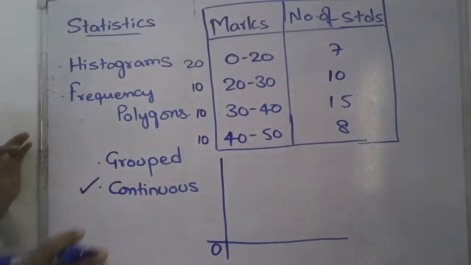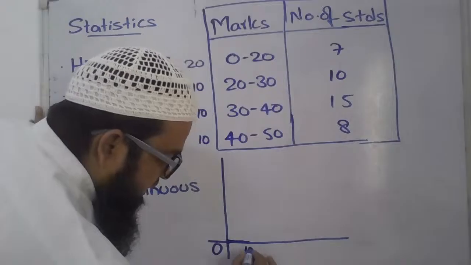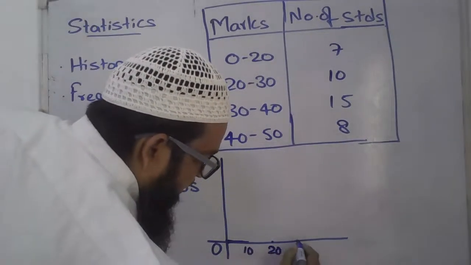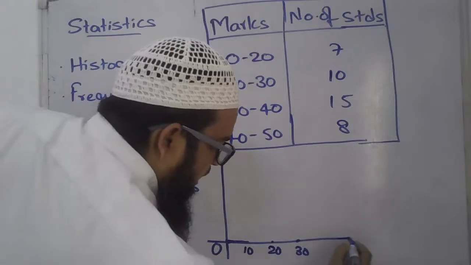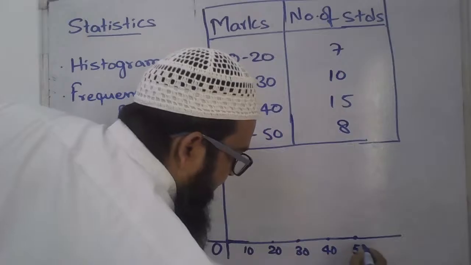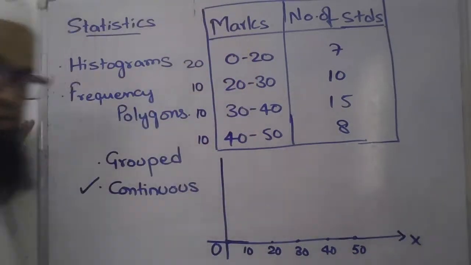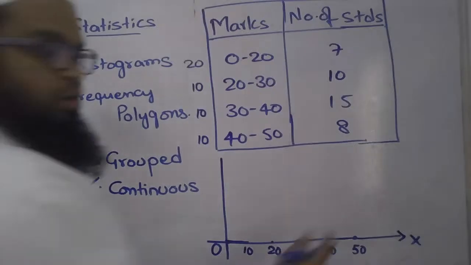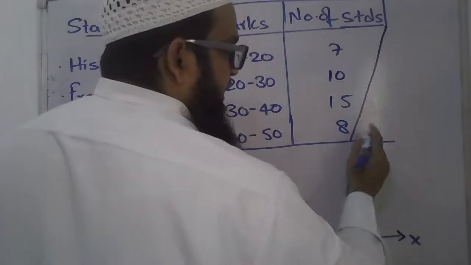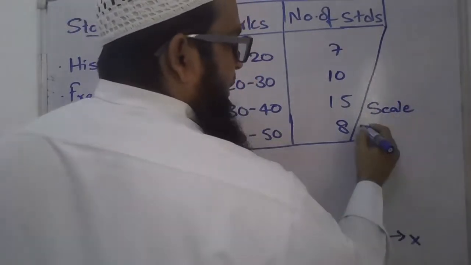So let us take, you have boxes, right? You would have seen the graph sheet. Each box, let us take it as 10 marks. And the next one, 20. Next, 30. And this is 40 and 50. So once we have taken this, immediately please do one thing. You write the scale of the graph. Scale is very, very important.